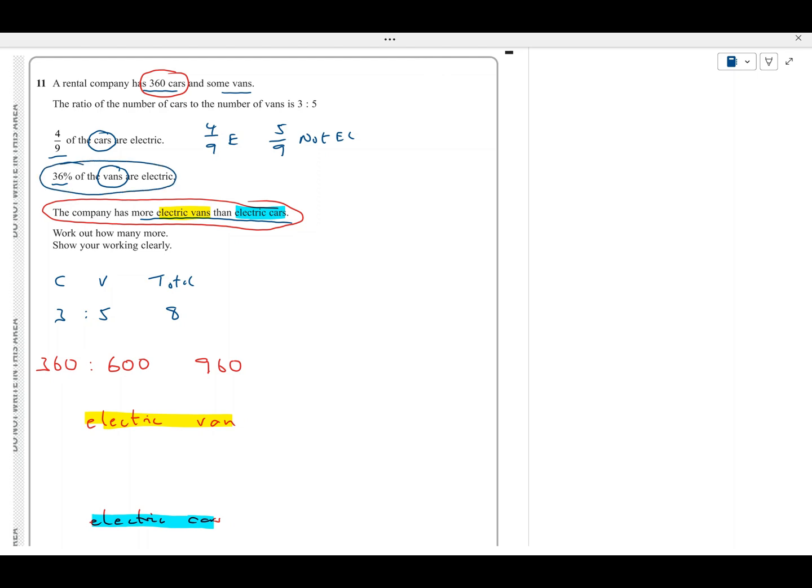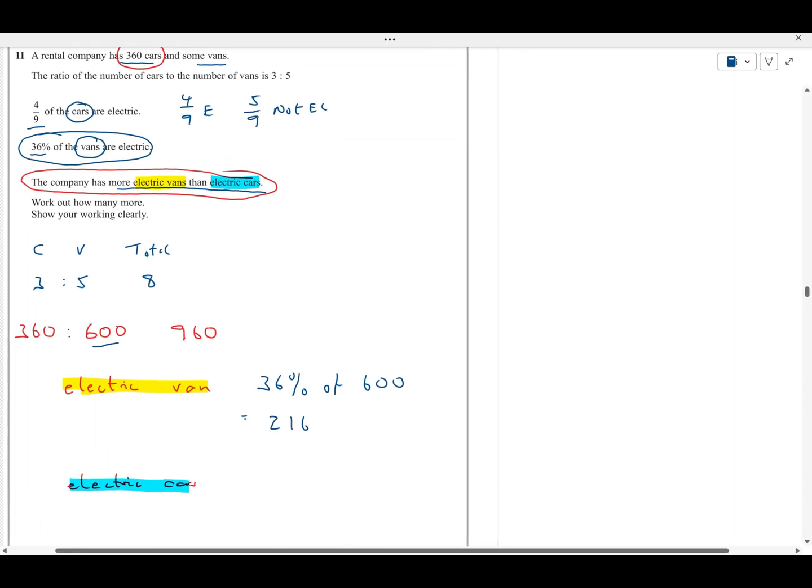36% of their vans are electric. So that's going to be 36% of, how many vans do they have? 600. So 0.36 times 600. They've got 216 electric vans. Now what about the electric cars? 4/9 of the cars are electric. How many cars have they got? They've got 360 cars. So 4/9 of 360. So 160 electric cars.